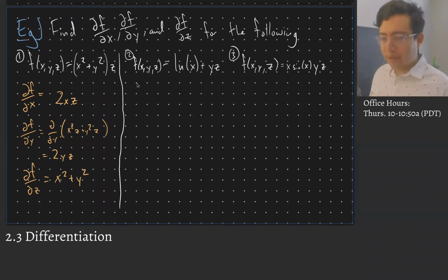Okay. Now next problem, df dx. Well, I take the derivative of two things being added together. This one has an x, this one doesn't. So it's just the derivative of the ln of x part, right? What's the derivative of ln of x? Anyone remember?